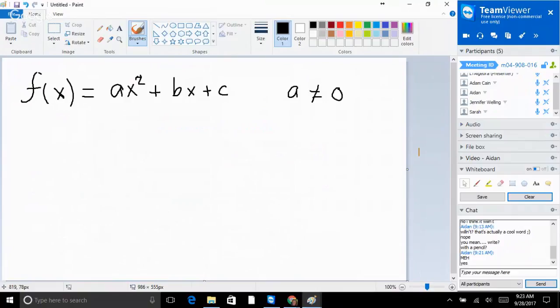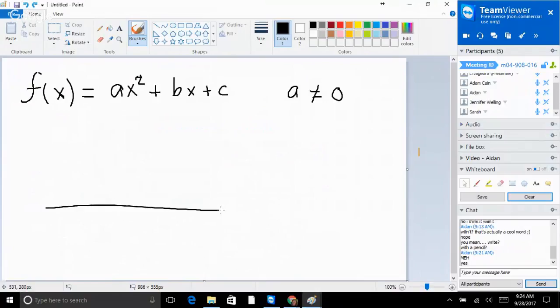Why can a not equal 0? Because if a equaled 0, then this would cross this off and we would just have a linear function. So that doesn't work out for us. So a quadratic function has to have some value, even if it's just 1, we have to have basically an x squared term to have a quadratic function, right? The basic graph, and we've talked about this a lot already. What's the basic graph of a quadratic function?